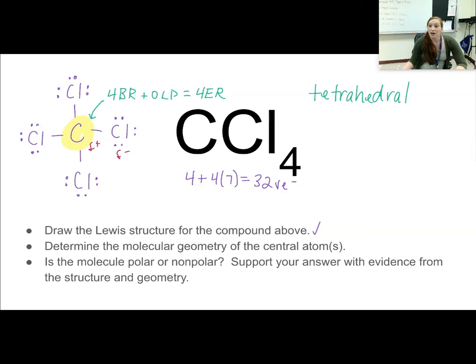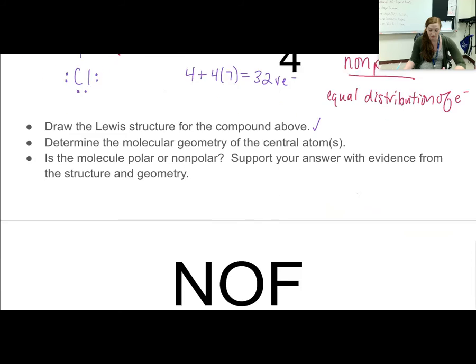The fact that they are equally distributed around the carbon means that this whole molecule overall is going to be nonpolar. Right? We've got an equal distribution of electrons, okay, which is going to make it nonpolar. All right, first one done.